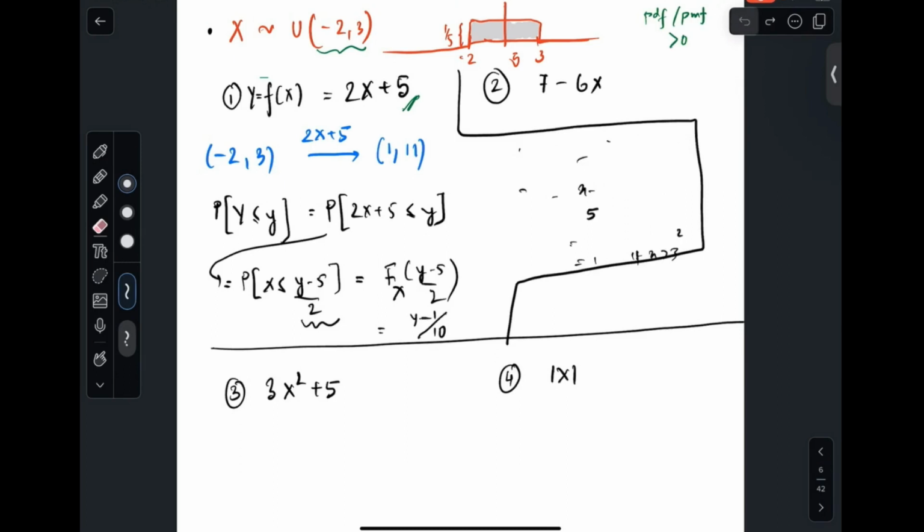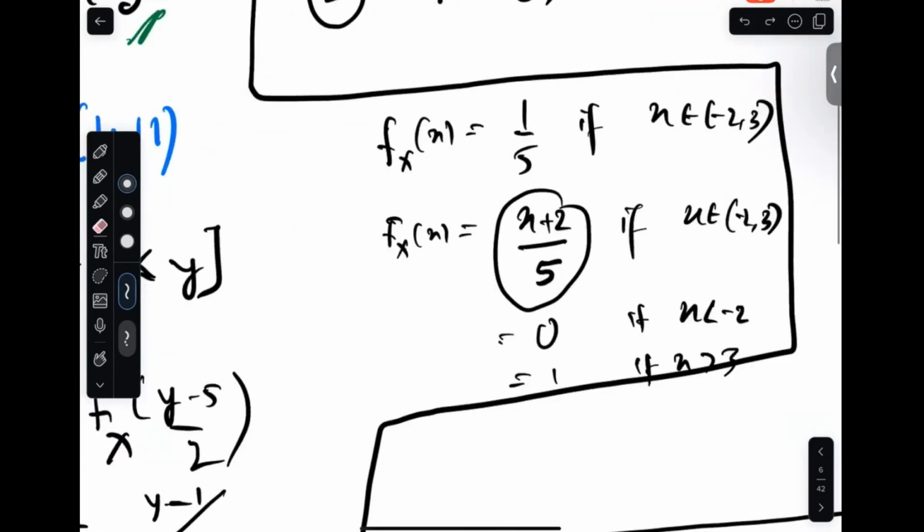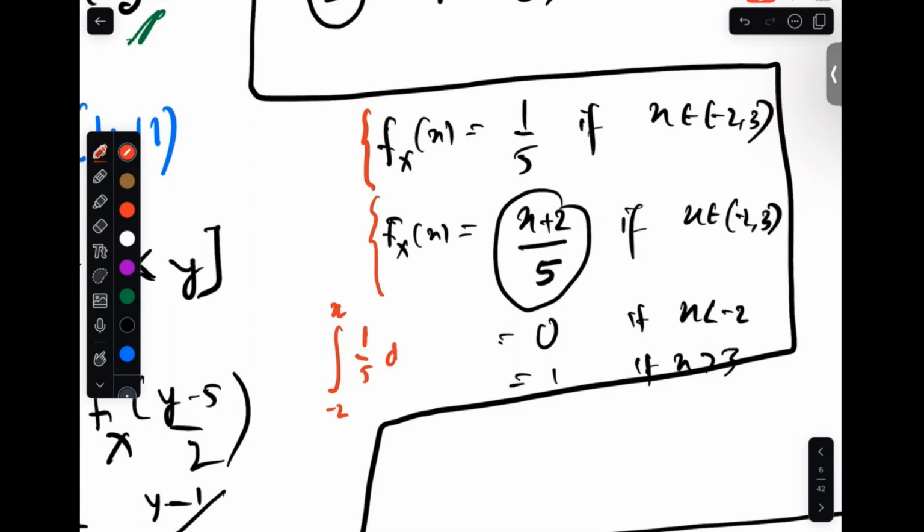this one, on the right hand side. So this is the PDF, right? Did you understand this step? This is the PDF. So the CDF is got by integrating the PDF, right? Integration from minus 2, the minimum possible value of the support, to a variable x, which is greater than or equal to minus 2 and less than or equal to 3, of 1 by 5 dx, right?